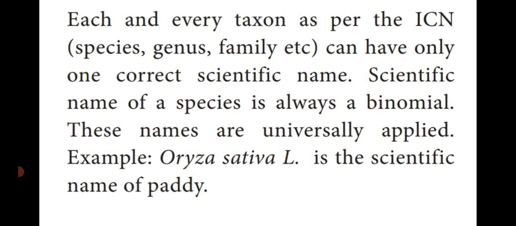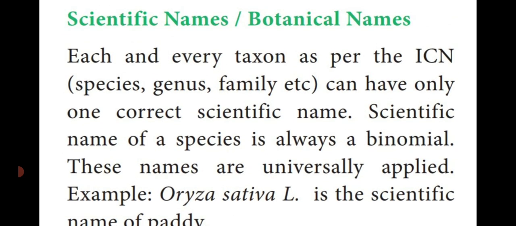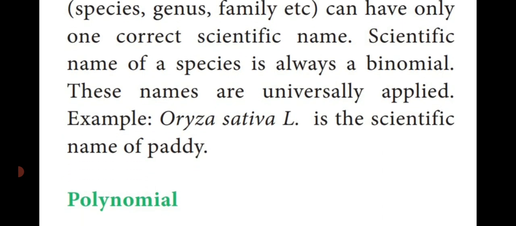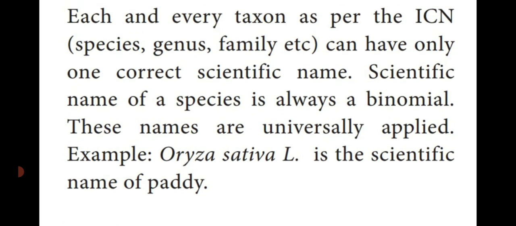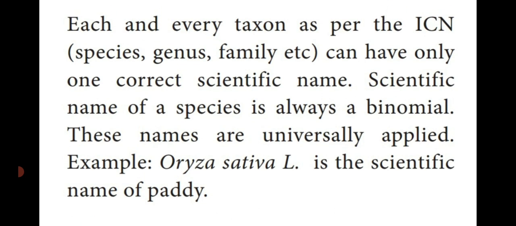Example, Oryza sativa. The description of Oryza sativa, the paddy plant, is given by Linnaeus. So they give the L at the end of the species. It is the scientific name of paddy. It is applied all over the universe. So this is said to be the scientific name which consists of two names, Oryza sativa. That is said to be a binomial name.